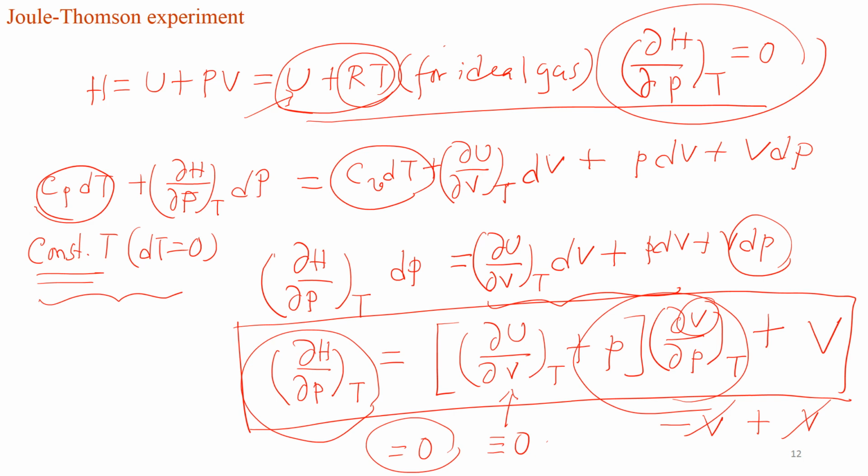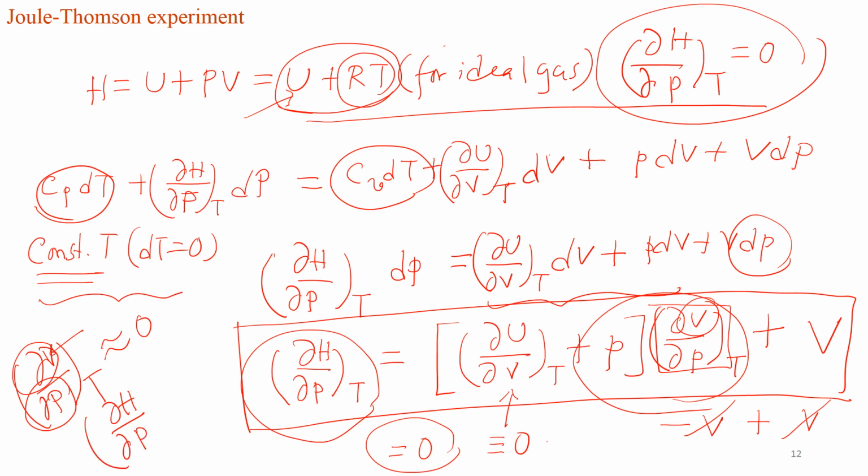Now for solids and liquids, or for condensed phase, what about the value of this (∂V/∂P)_T? Remember, what is (∂V/∂P)_T? It tells you the change in volume per unit change in pressure, keeping the temperature constant. Solids and liquids are known as condensed phase, where the intermolecular interactions are much greater compared to the gaseous phase. So there the change in volume will be very little when we apply pressure. So this term we can almost ignore. So for solids and liquids, the value of (∂H/∂P)_T will be almost equal to V itself from this equation.